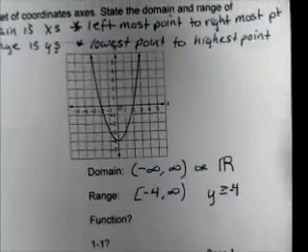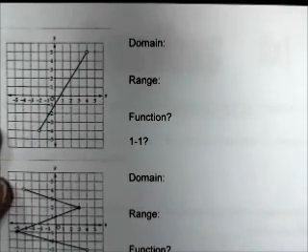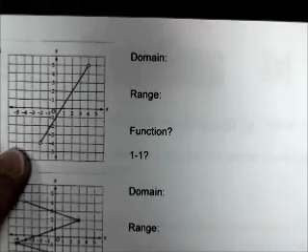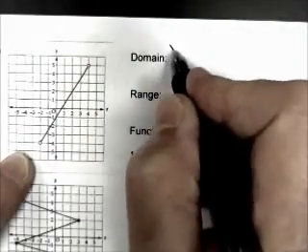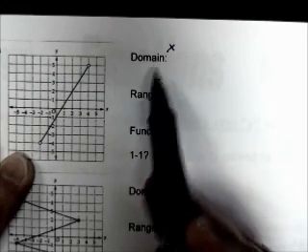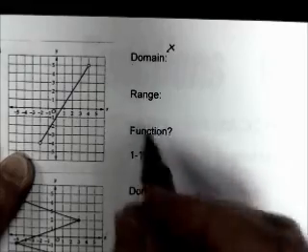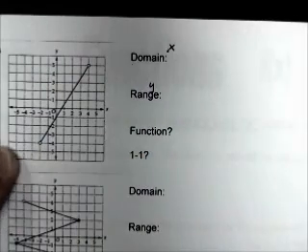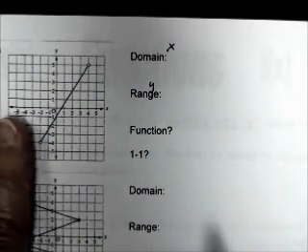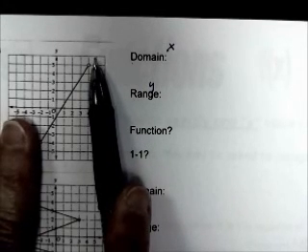Next page. Still practicing with domain and range. Domain for this graph, right? Domain, remember, is your x's. Think of your x's. D comes before R in the alphabet, so domain is for x's, range is for y values. Domain, leftmost to rightmost. Here we go, right here.